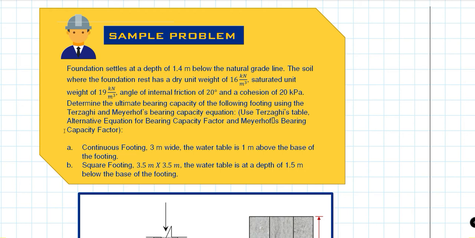So syempre, una doon yung Terzaghi's table. Next will be alternate equation for bearing capacity factor for Terzaghi din. Then, the Meyerhof's bearing capacity factor for the Meyerhof's equation. So, for this video, ang isosolve lang natin will be letter A for the continuous footing which is 3 meter wide at yung water table is 1 meter above the base of the footing. So, para mas mabilis natin ma-solve yung problem, kailangan i-interpret natin into a drawing.